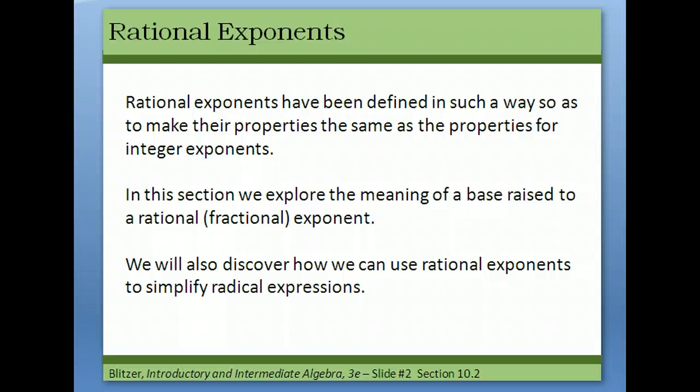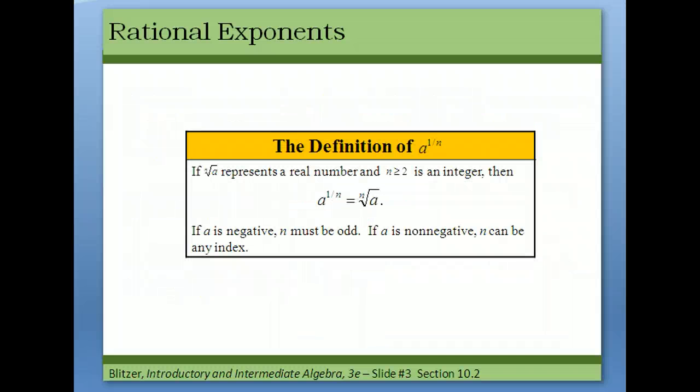Rational exponents are defined so that their properties are the same as when we were using integer exponents. So what that means is all the properties and concepts we have with integer exponents still apply when we're using rational exponents. So we're going to look in this section for what it means when we're actually using a fractional or rational exponent, and then also how to simplify. So let's start out with a definition.